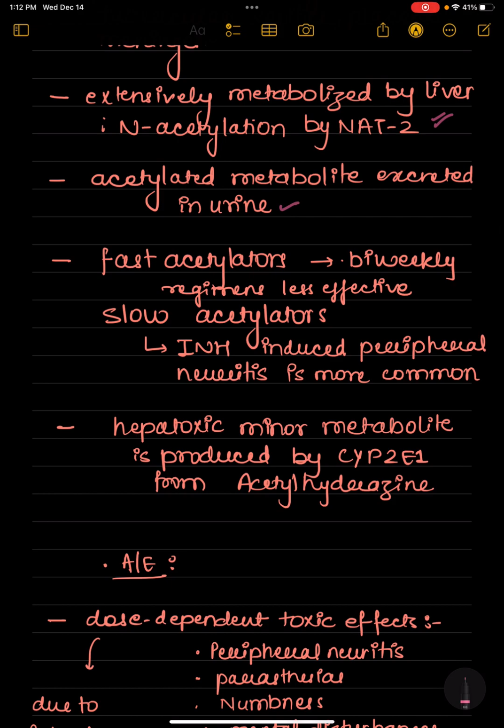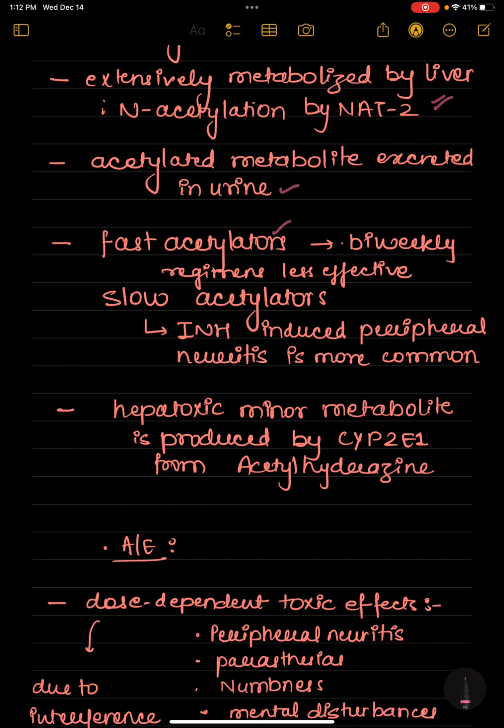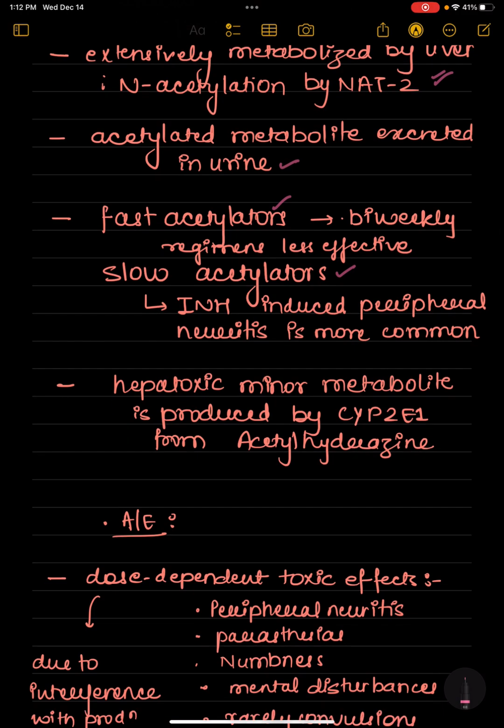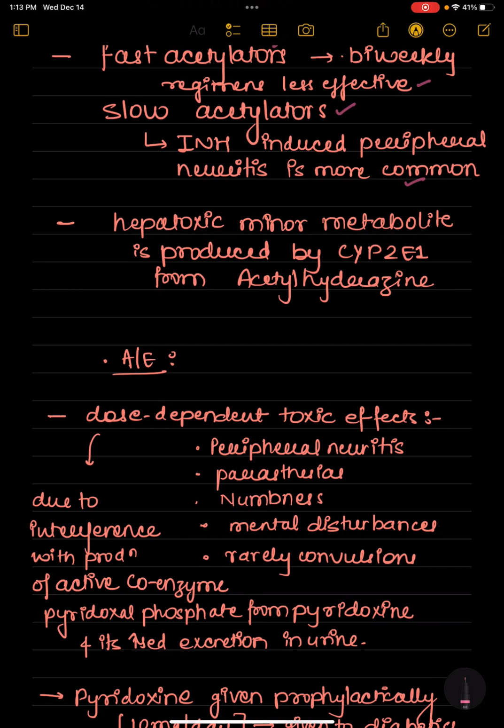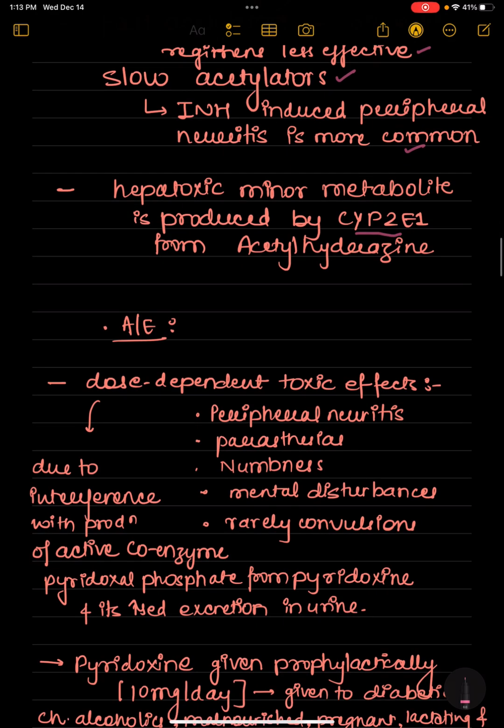According to gene variation, there are fast acetylators and some of them are slow acetylators. In fast acetylators, the biweekly regimen will be less effective, and in slow acetylators, isoniazid induced peripheral neuritis is more common. There is production of a hepatotoxic minor metabolite by CYP2E1 from acetylhydrazine.